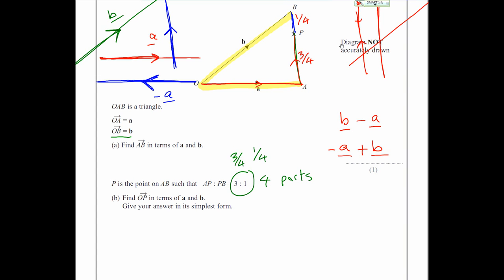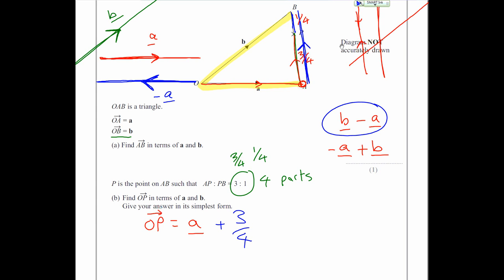So, OP, we're going to go along a, we've just talked about that. So we're here. And now, we know that that is b minus a. We don't want to go all the way along it. So we want to go 3/4 of that. 3/4 of that vector. Okay?